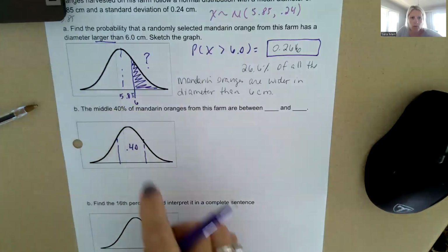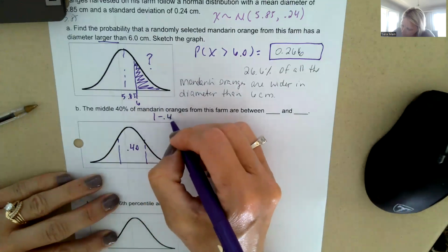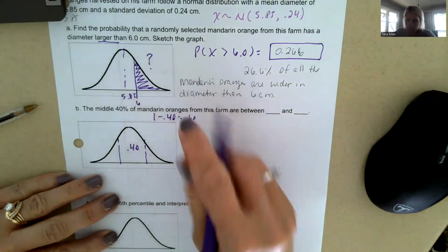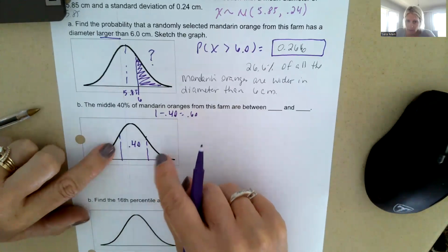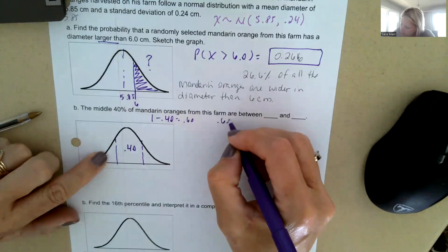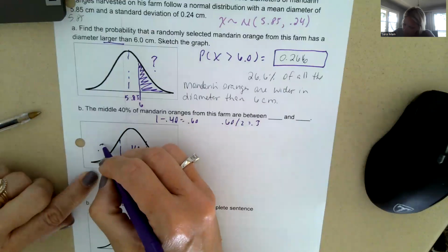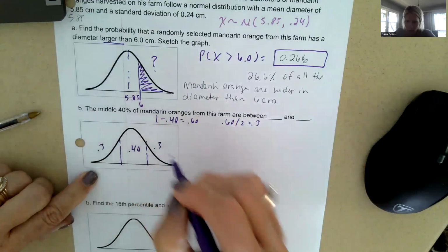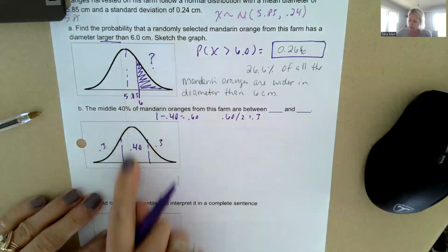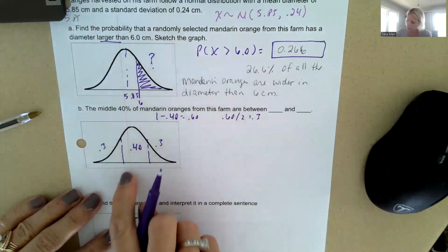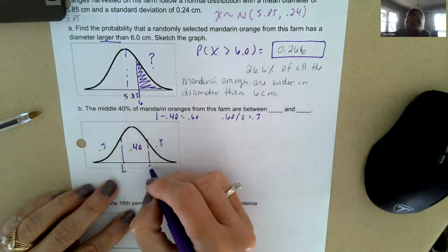So we need the middle 40%. So middle 40 means if we take 1 minus 0.4, we have 60% on the outsides. And half of that 60 is going to be to the left and half is to the right. So let's take 0.6 and divide by 2, which is 0.3. So that means we have 0.3 over here and 0.3 over here. And so that adds to make 1. So we need marker 1. So let's just do our lower and our upper.